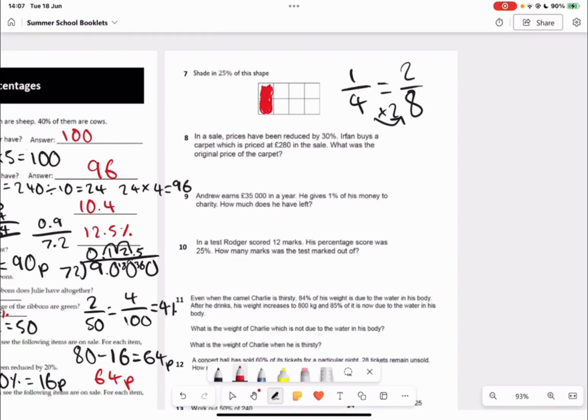Okay, question 8. In a sale, prices have been reduced by 30%, and Irfan buys a carpet which is priced at £280 in the sale. What was the original price? So we know that £280 is equal to 70% of the total value. So 70% is equal to £280. Then we find what 10% is. 10% will be equal to 280 divided by 7.